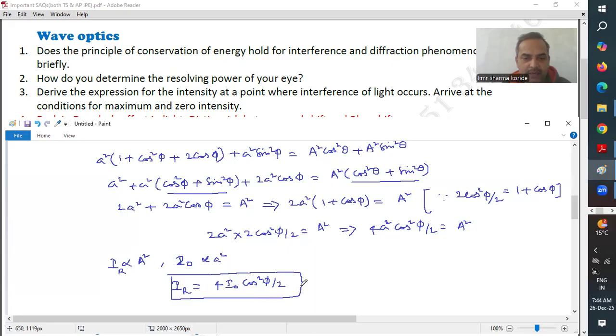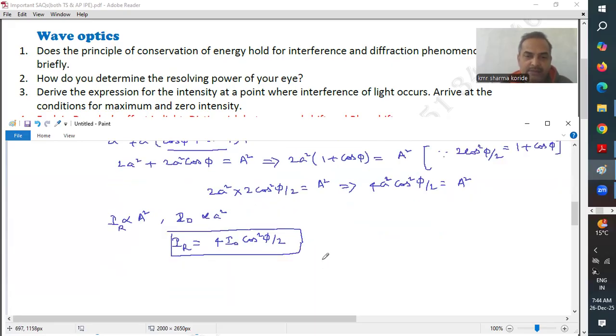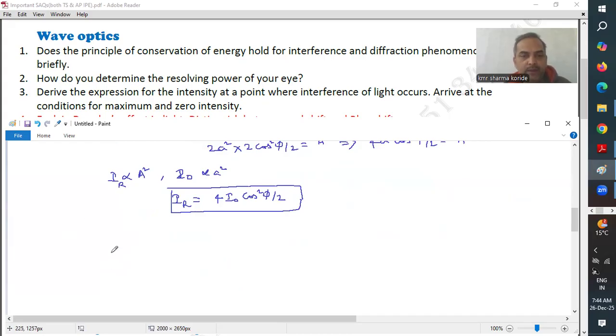Now let us get the conditions of maximum and zero intensity on the screen. Suppose phi is the phase difference. We all know that the magnitude of cos is maximum at zero angle, 180 is also maximum, even 360 is maximum. So let us begin with the condition for maximum intensity. Maximum intensity means constructive interference forms.